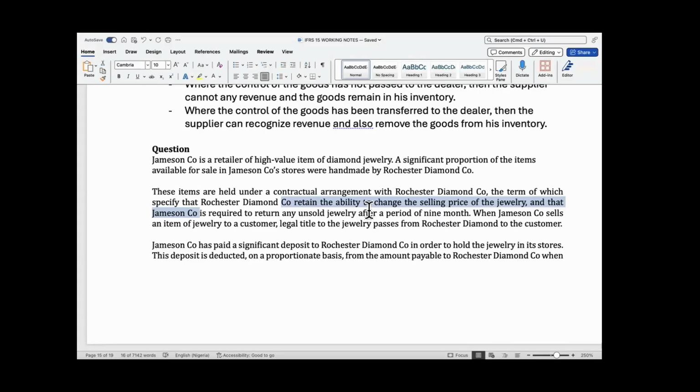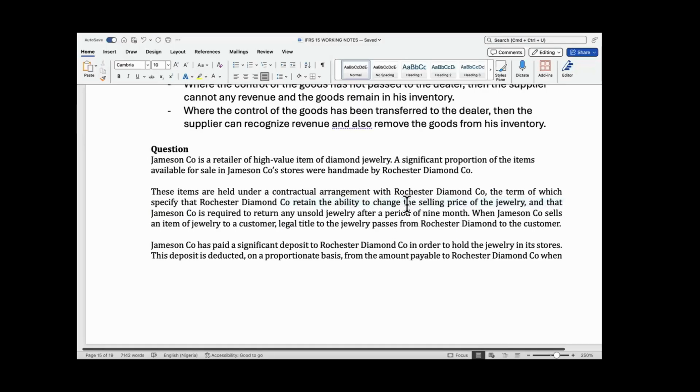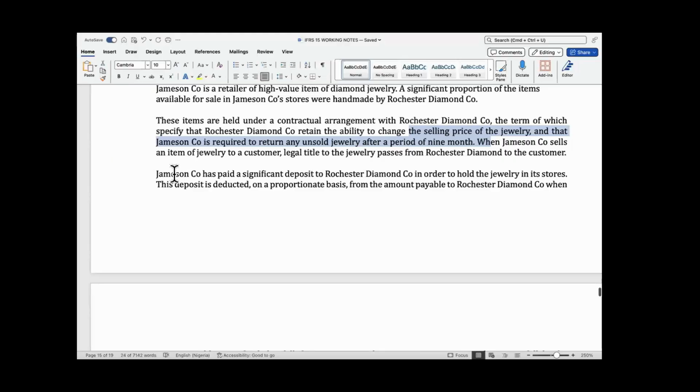Okay. So in that case, also, you'll find out that it's Rochester that determines the selling price. They now said that Jameson has paid a significant deposit to Rochester in order to hold the jewelry in store.